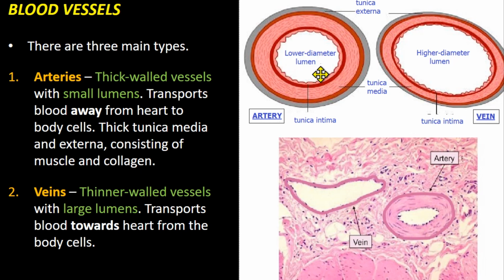Arteries transport blood away from the heart to the body cells. Remember, A for artery, A for away. There are thick layers called the tunica media and externa, and these consist of muscle and collagen.